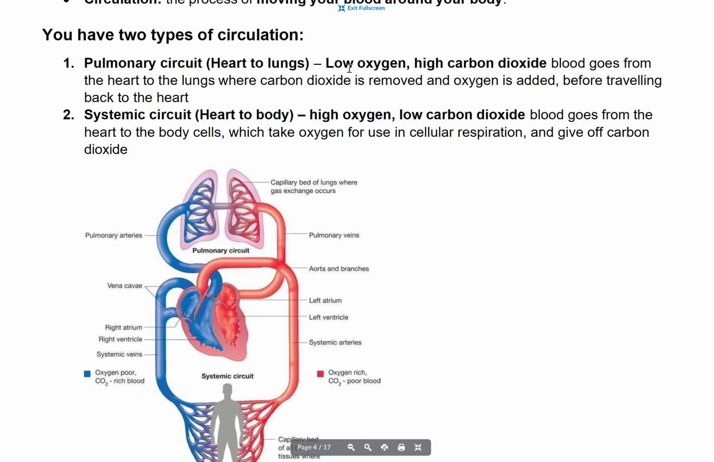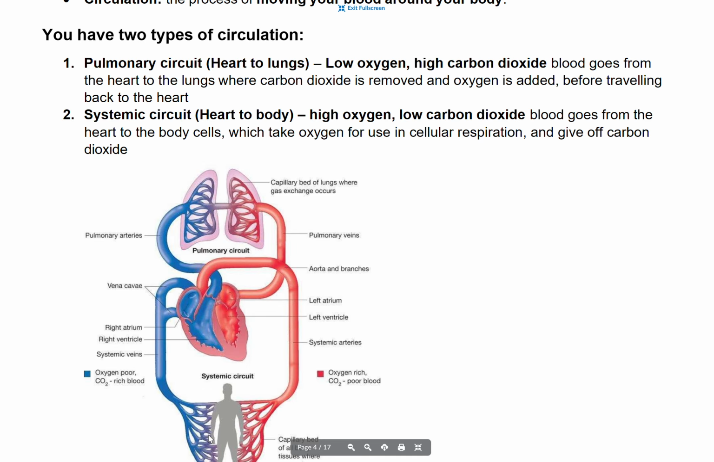So the pulmonary circuit, low oxygen, high carbon dioxide blood, goes from the heart to the lungs, where carbon dioxide is removed and oxygen is added before traveling back to the heart. In the systemic circuit that starts on the left side of your heart, we have high oxygen, low carbon dioxide blood, right? Because that's what happened in the lungs. Now that's going to go from the heart all the way around to the body cells.